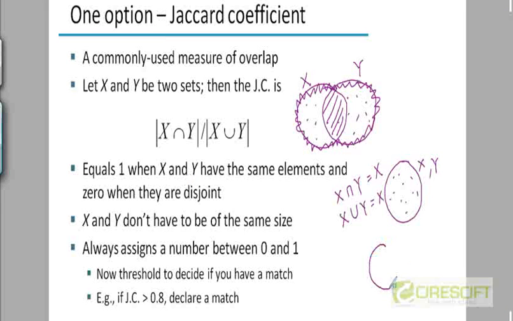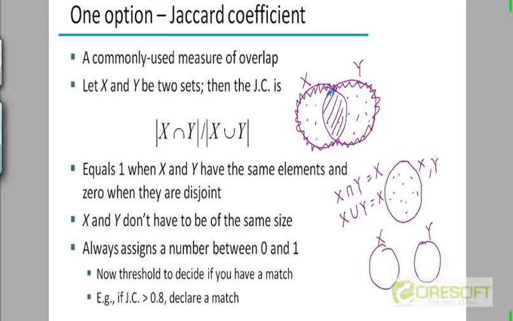And what happens if X and Y are totally disjoint? There are no elements in common, so the numerator would be 0 because X intersection Y would just be the empty set. So this would be 0 divided by some finite number, which would be 0. So when there is absolutely no overlap between the two sets, the Jaccard coefficient is 0. And when there is complete overlap, when the two sets are actually the same, the Jaccard coefficient is 1. And in general, if there is a partial overlap, as in this diagram, the Jaccard coefficient will be some number between 0 and 1.